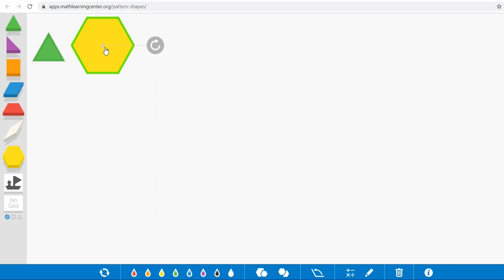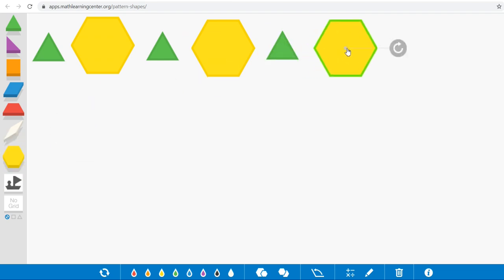So I have A, B. An AB pattern, again, is just going one after the next. So after my yellow hexagon, I need an A. Okay, and now I need a B, so I'm going to get my hexagon. And then I need an A and a B. And that would continue. If you were to extend this pattern, you would pull over a green triangle and then a yellow hexagon. So again, it's just alternating.